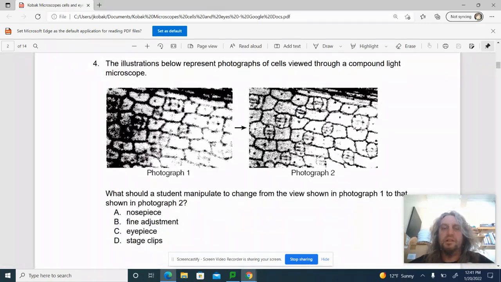The illustration below represents photographs of cells viewed through a compound light microscope. Photograph 1, photograph 2. What should a student manipulate to change from the view shown in photograph 1 to that shown in photograph 2? A, the nose piece, B, the fine adjustment, C, the eyepiece, D, the stage clips.